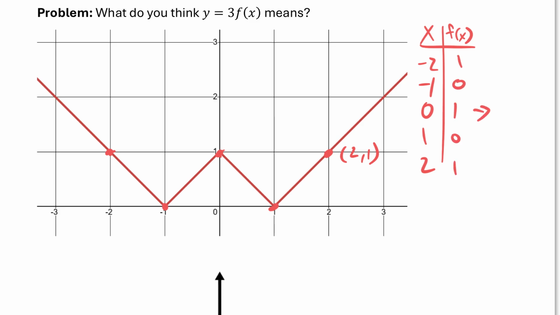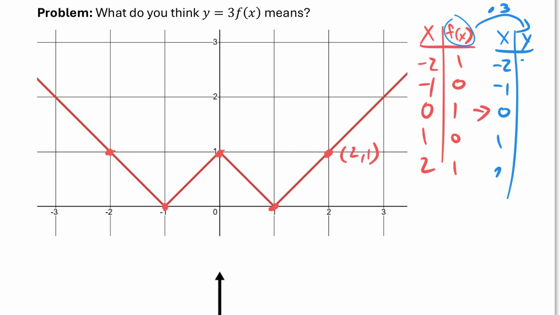Now we're going to create a new table, x and y if you want. And what's happening is these values are going to get multiplied by 3. But the x values stay just where they are. So minus 2, minus 1, 0, 1, 2. This becomes 3, because 1 times 3 is 3. 0 times 3 is 0, 3, 0, 3.